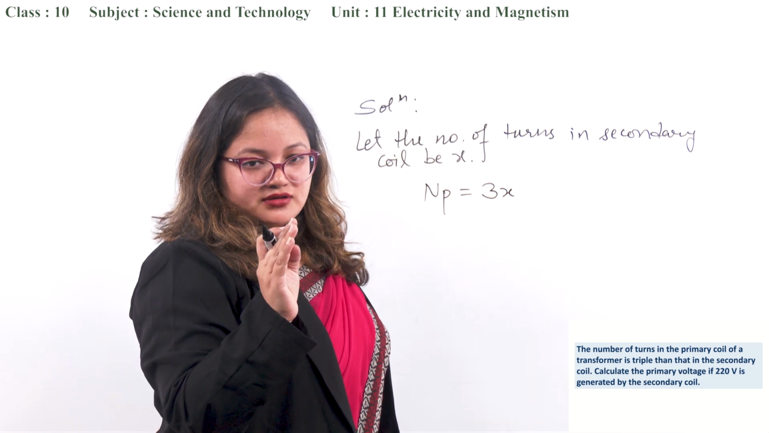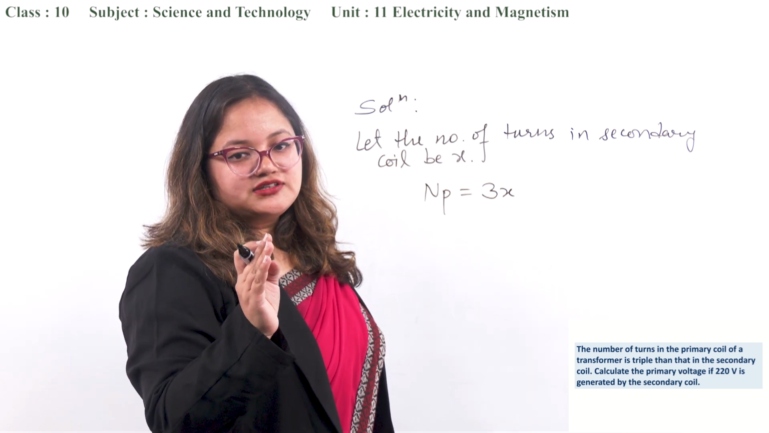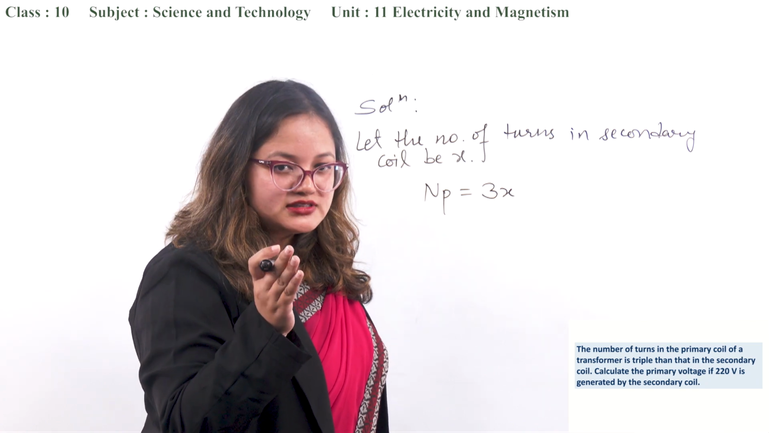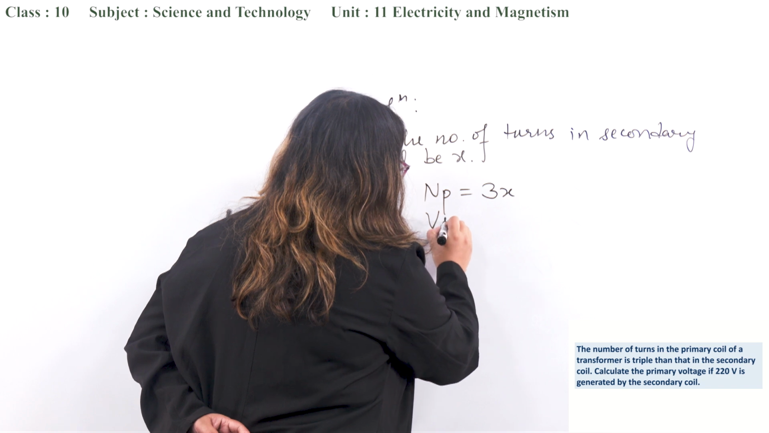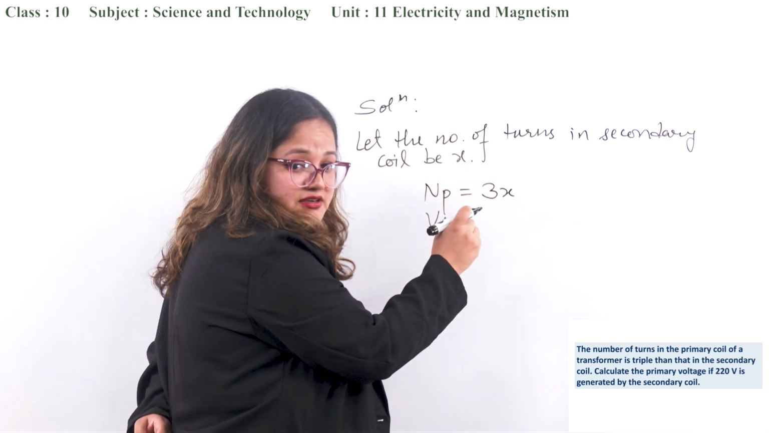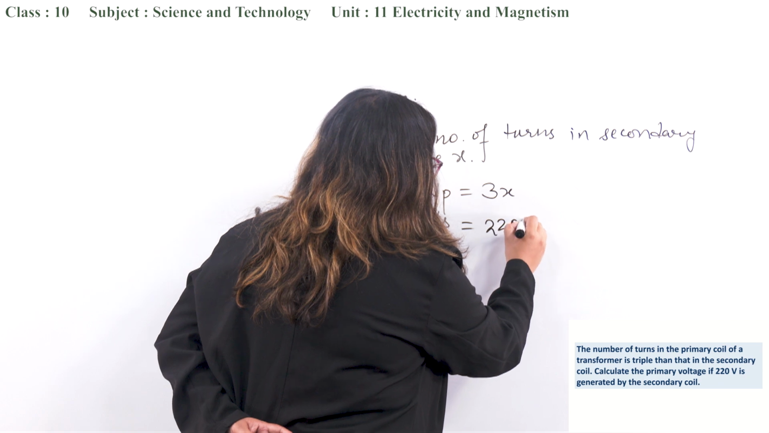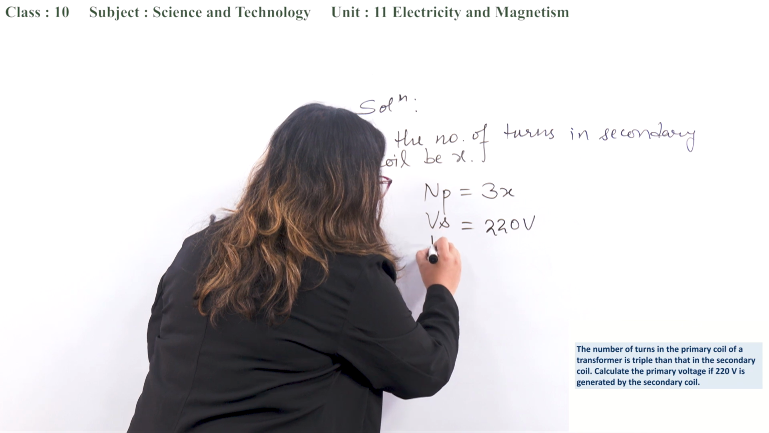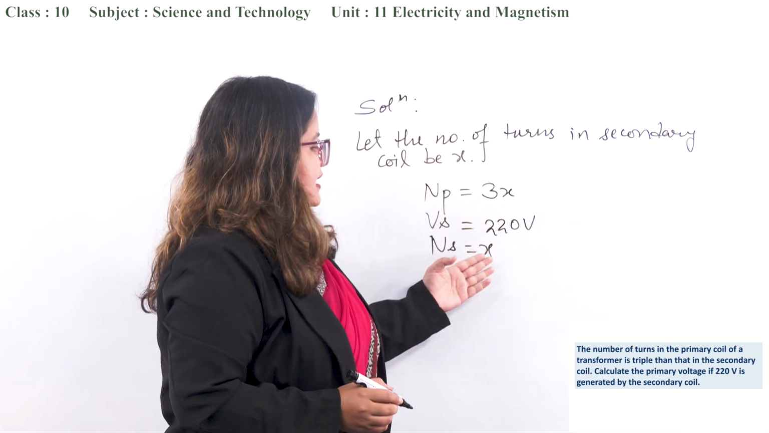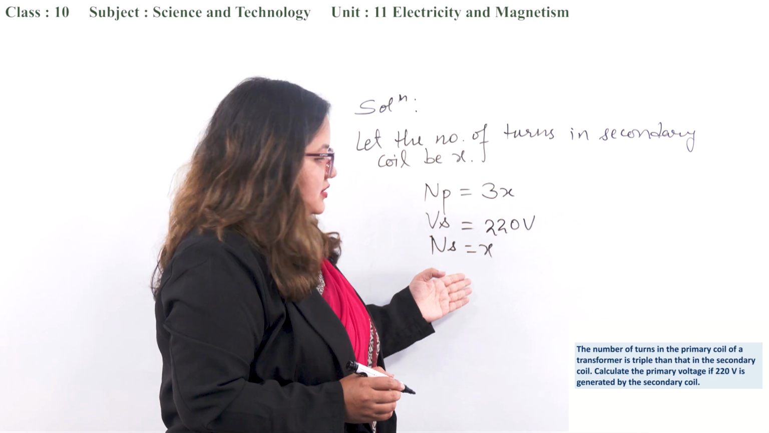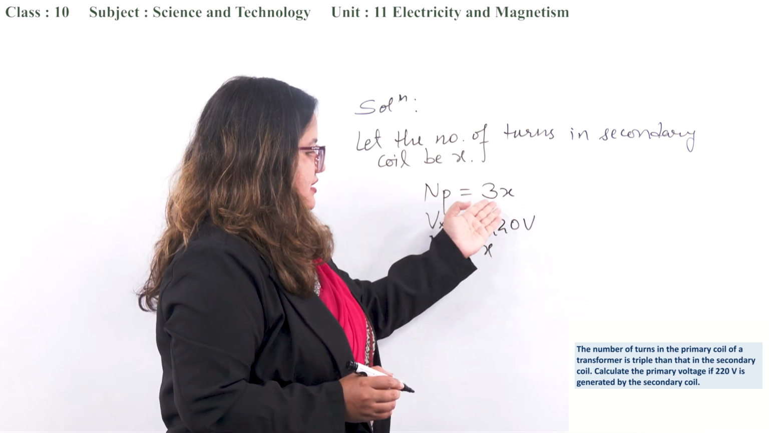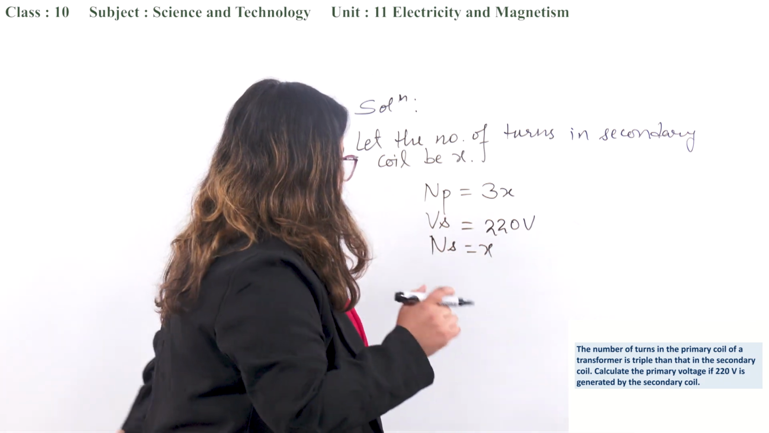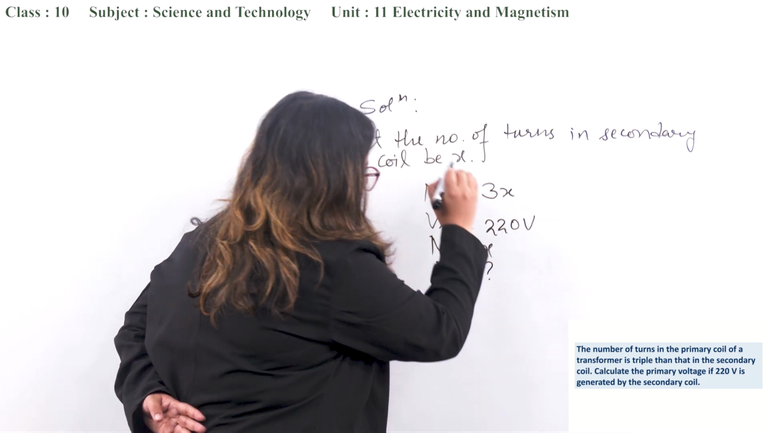Then calculate the primary voltage if 220 volt is generated by the secondary coil. This is the output voltage, which is also written as VS, the secondary voltage. The value is given to be 220 volt. Now see, we have secondary coil as X, right? Let me also list it out. The number of turns in secondary coil is X, number of turns in primary coil is 3X, secondary voltage 220 volt, and the primary voltage is to be calculated. So VP equals to what?